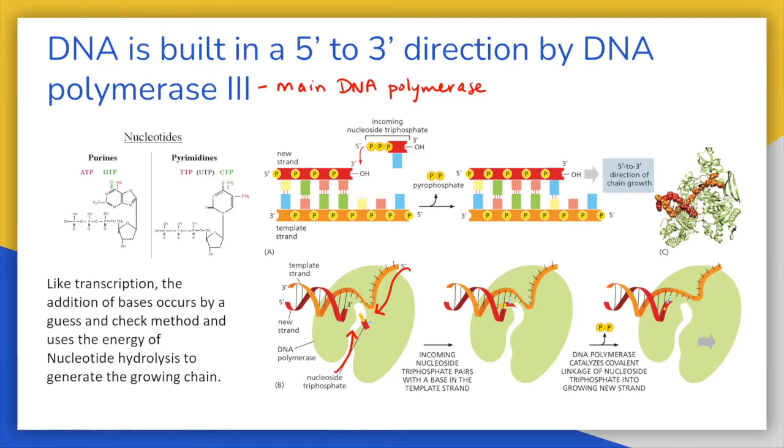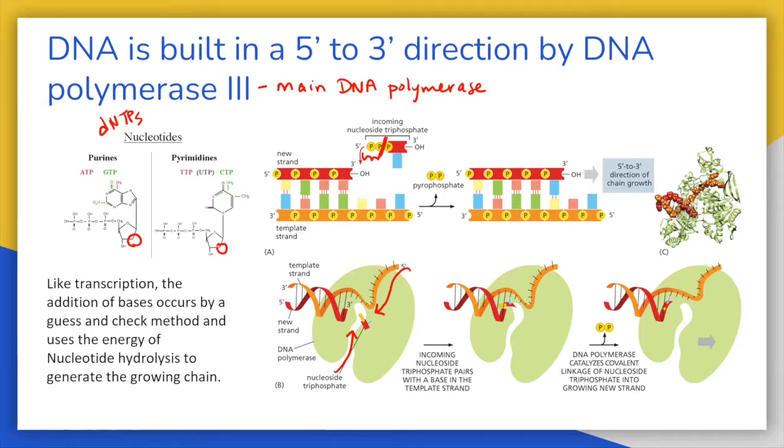If that nucleotide can't hydrogen bond in that position, it will flow right back out again, and another nucleotide will flow in to try again. In addition, when these nucleotides are added, we cleave two phosphates off, and the hydrolysis of those phosphates provides the energy to continue growing the chain. Remember that these nucleotides are ATP and GTP, TTP and CTP, and because these are deoxynucleotides, they do not have a hydroxyl group on their 2' position.